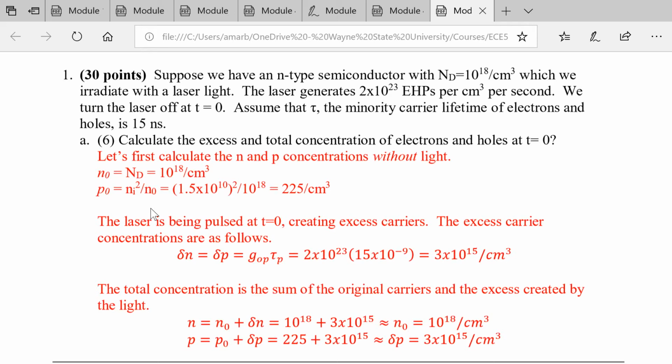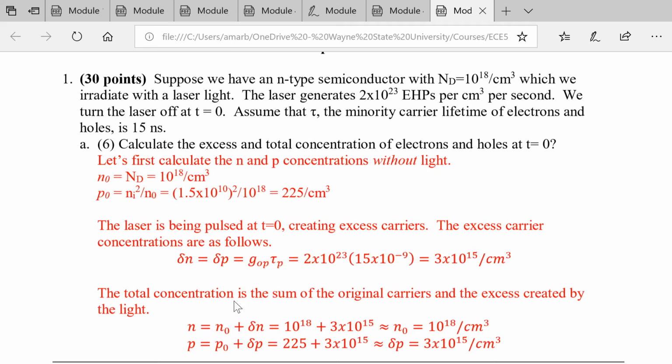Notations are important here. N0, whenever you have that 0 subscript, that means before you turn the light on. N0 and P0 are the electron and hole levels at that point. Then the excess, delta n and delta p, note that they're equal to each other, because when you're shining light on the material, you're creating those excess electrons and holes in pairs. Delta n is equal to delta p is equal to G_OP times tau p. This is the generation rate, which you're given here, and you're also given the carrier lifetime, which is 15 nanoseconds.